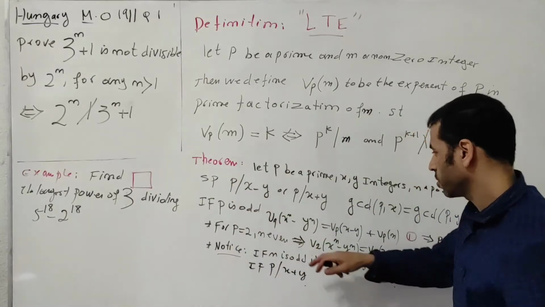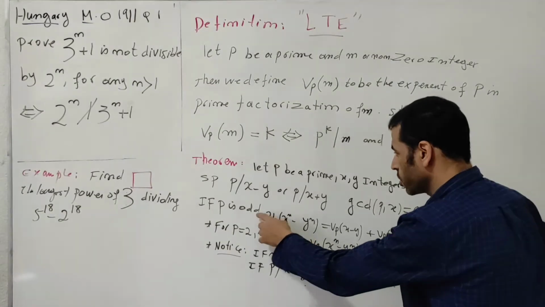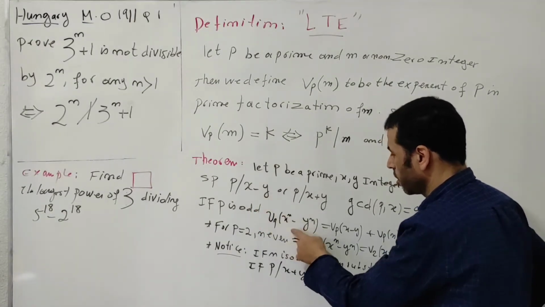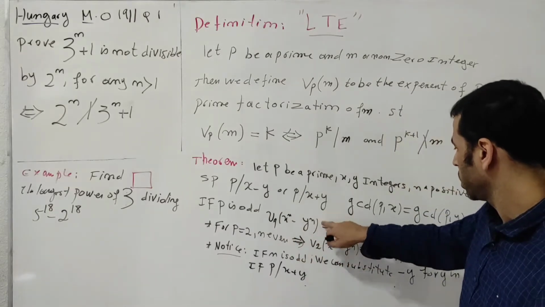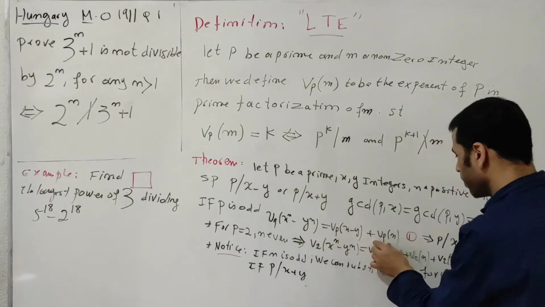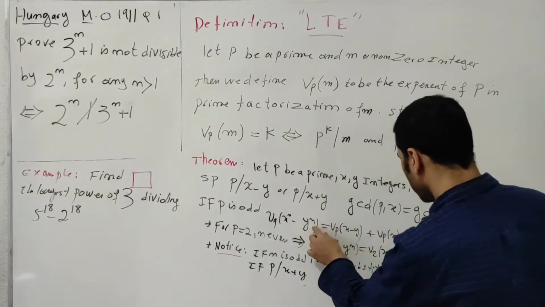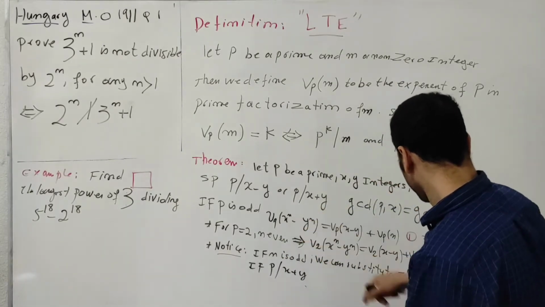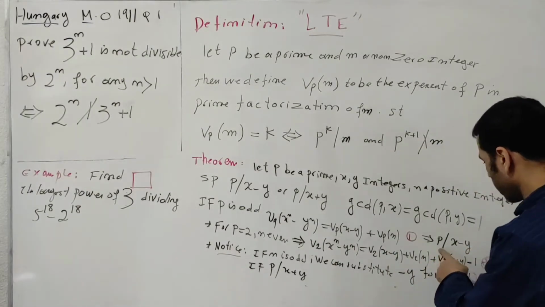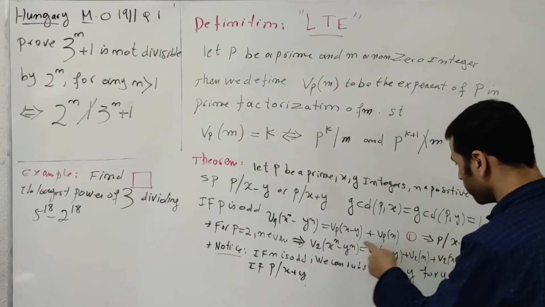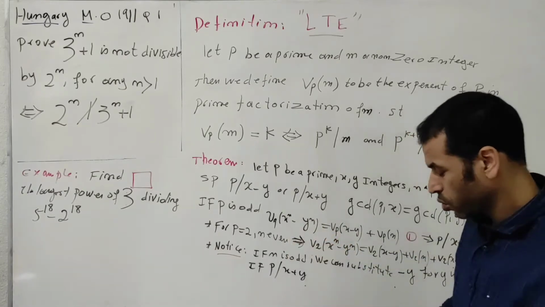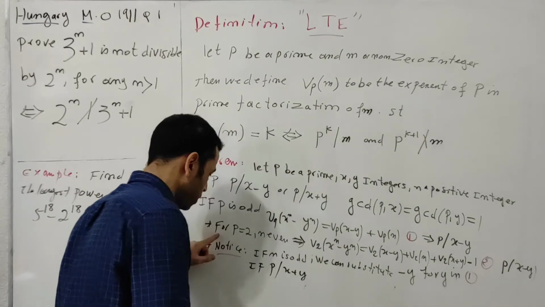If p is odd, we have v_p(x^n - y^n) equals v_p(x - y) plus v_p(n). Okay, this is the exponent, not the number. This is the condition you have to hold: always we have p divides this difference or the sum. Okay, so let's go through the second case.